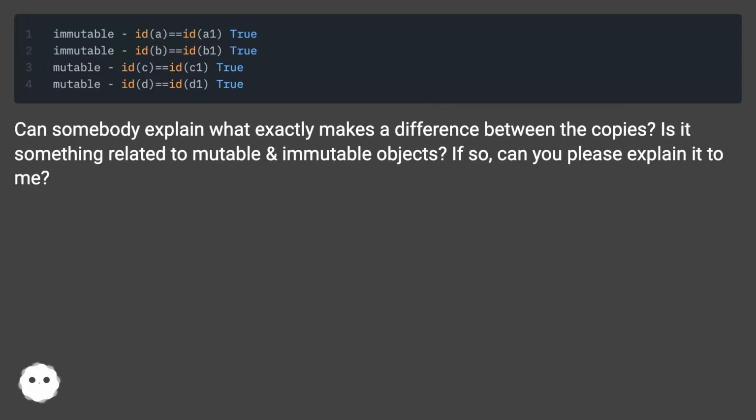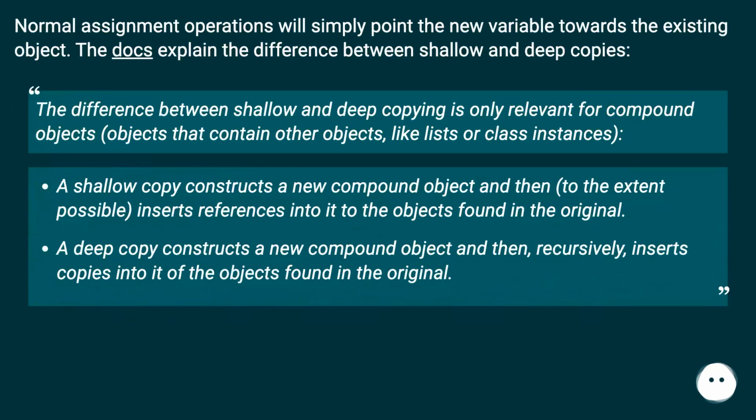Is it something related to mutable and immutable objects? If so, can you please explain it to me? Normal assignment operations will simply point the new variable towards the existing object.